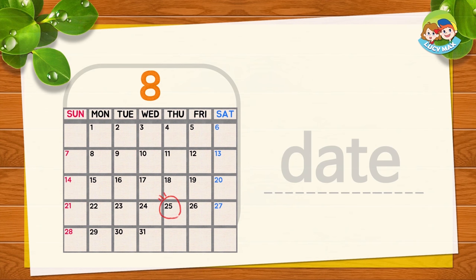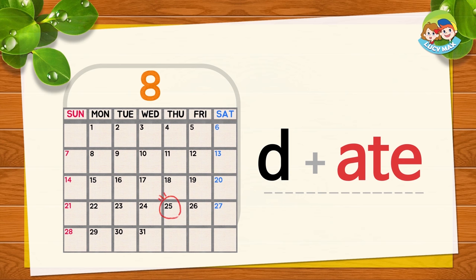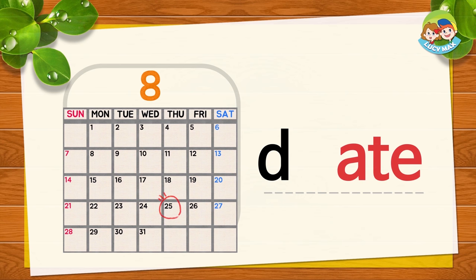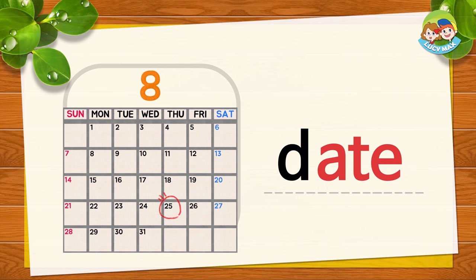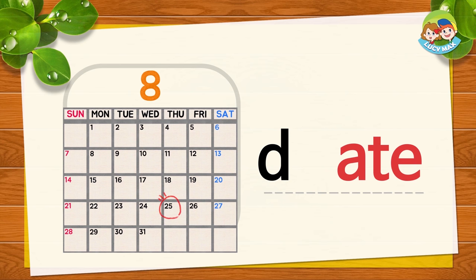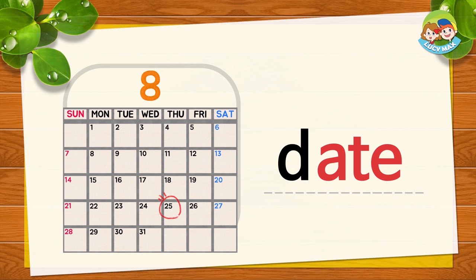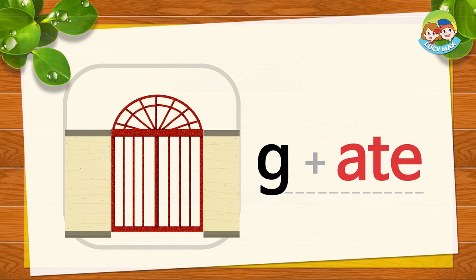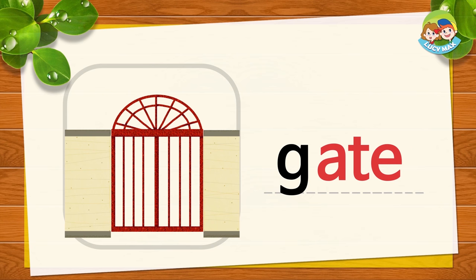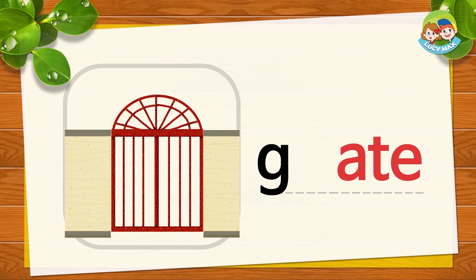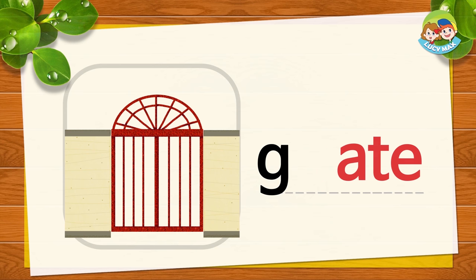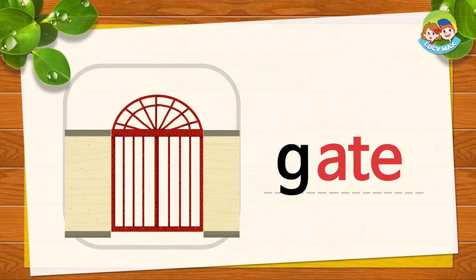This is a date. D and 8 together is date. D, 8, date. Now you try. What's today's date? This is a gate. G, 8, together is gate. G, 8, gate. Now you try. Does your house have a gate?